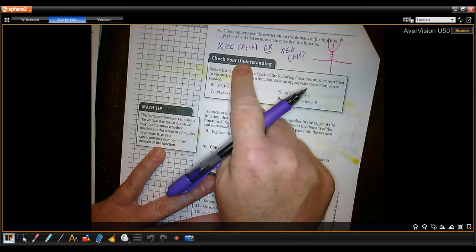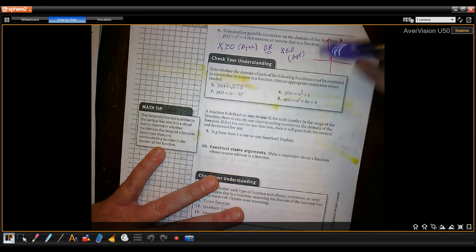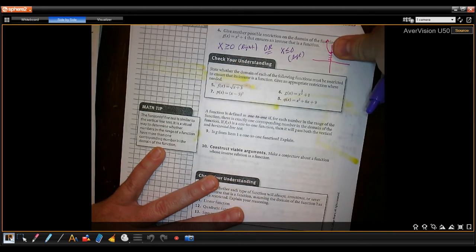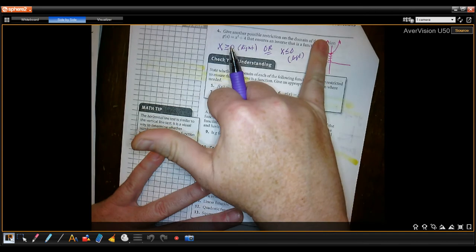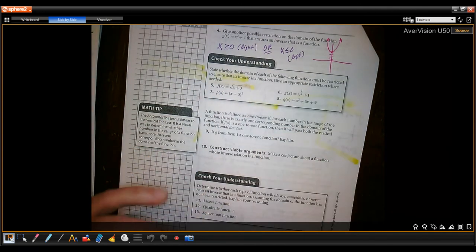So both of these are correct. You can say, hey, I want the left side, x is less than or equal to 0, or I can say I want to restrict the right side, x is greater than or equal to 0. Both of these are correct. So if it does not specify, you can restrict it either way. It does not matter.